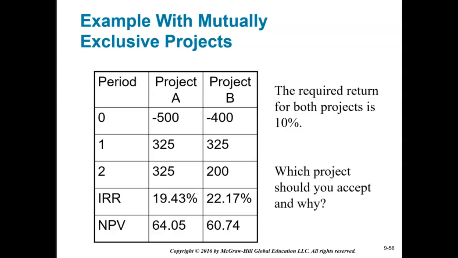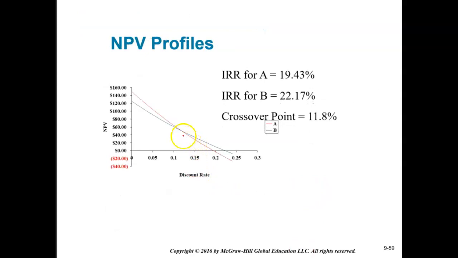If you plot these two projects together, you will find that there is a crossover rate. See this? The crossover point is here. Of these two projects, we are going to accept the red one, project A, if the discount rate is less than the crossover rate. If the discount rate is more than the crossover rate, then you will prefer project B over project A. So IRR is giving a conflicting decision.